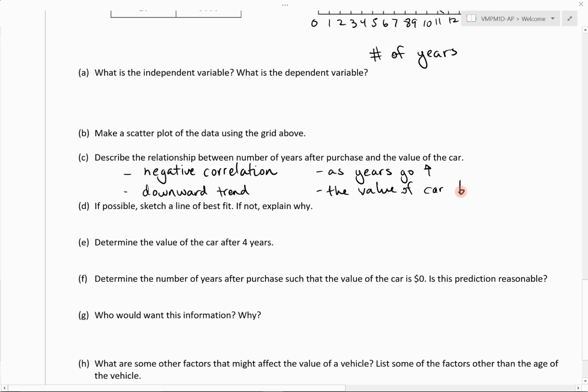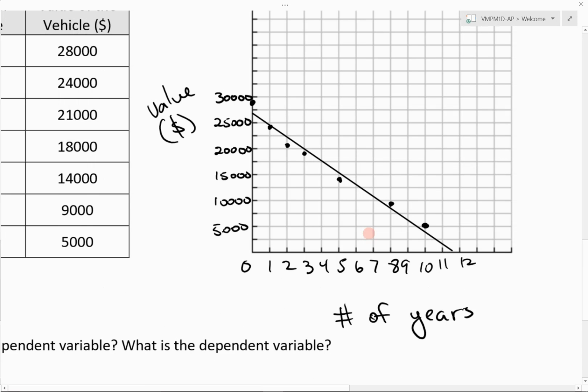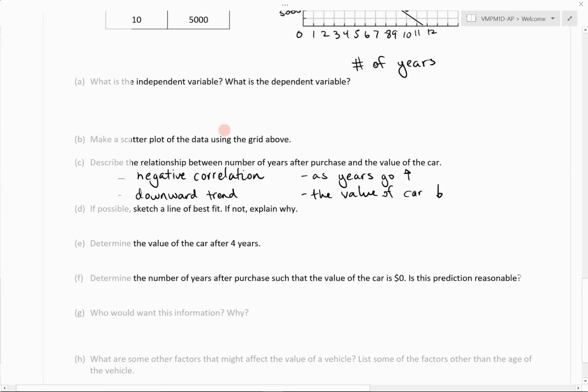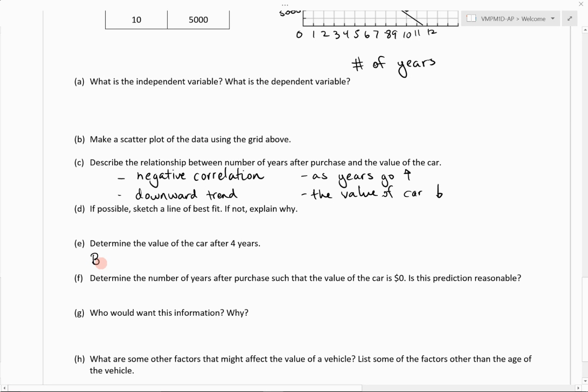Okay, so we made a line of best fit already. Determine the value of the car after 4 years. So after 4 years, here's 4. We don't have a data point for 4, but we can use the line of best fit to make an interpolation. And it looks like the value of the car would be between 15,000 and 20,000, about halfway between, so 17,500, based on our line of best fit. $17,500.